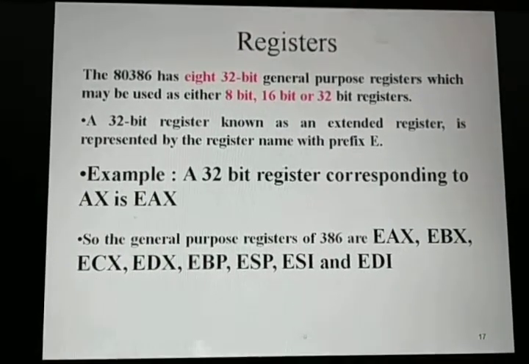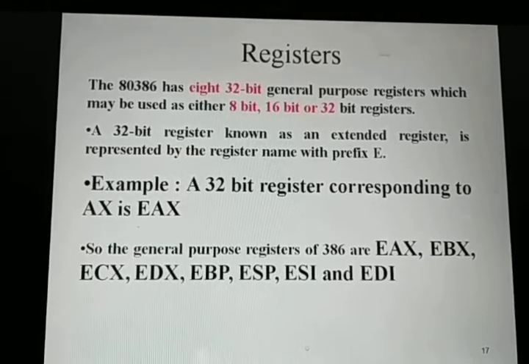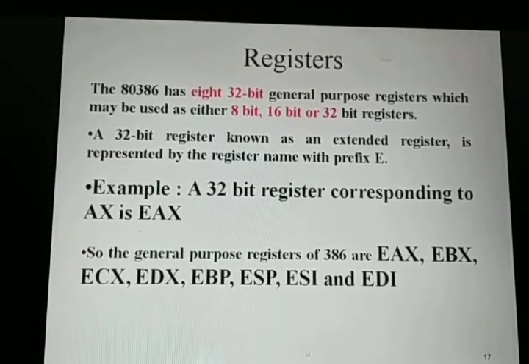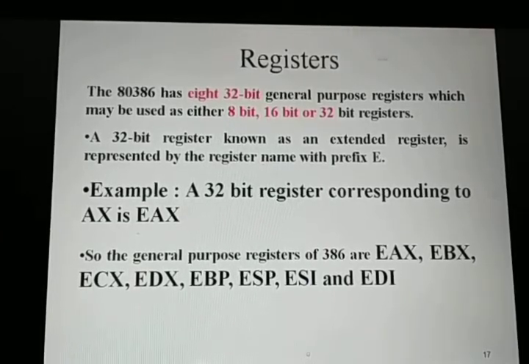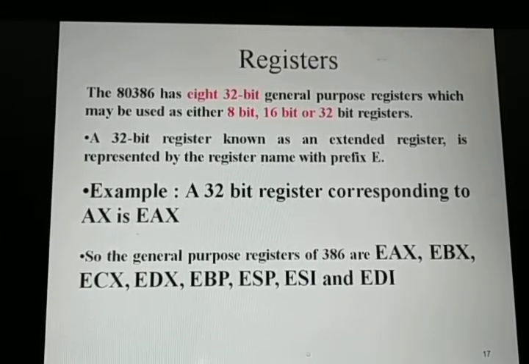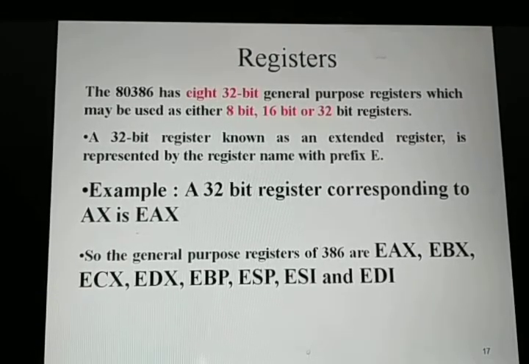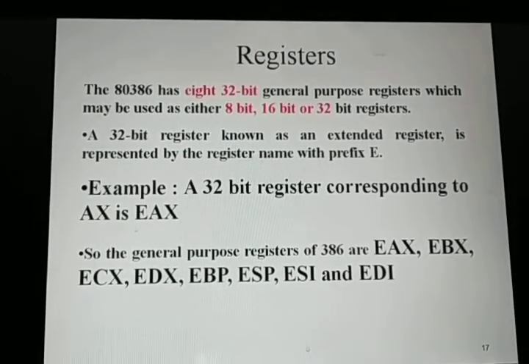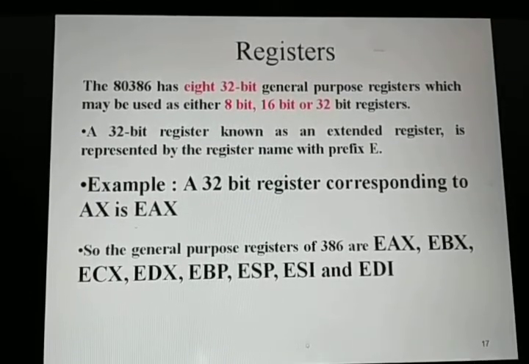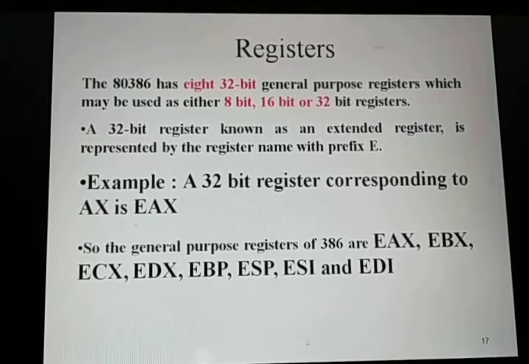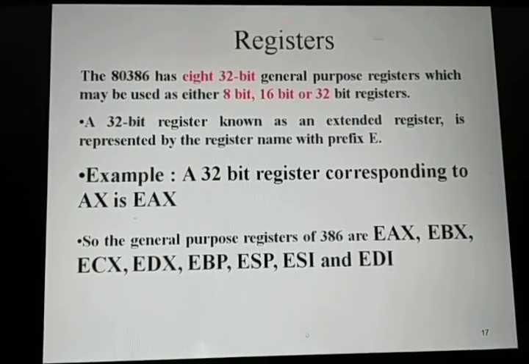Then registers. 80386 has 8 32-bit general purpose registers which may be used as either 8-bit, 16-bit or 32-bit registers. A 32-bit register, known as an extended register, is represented by the register name with prefix capital E. Means your 80386 has 8 32-bit general purpose registers, and we can use these as an 8-bit register, as a 16-bit register or as a 32-bit register.